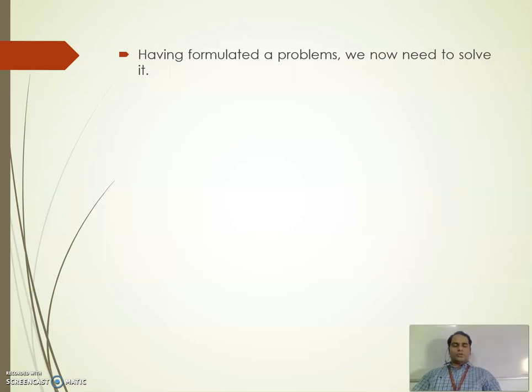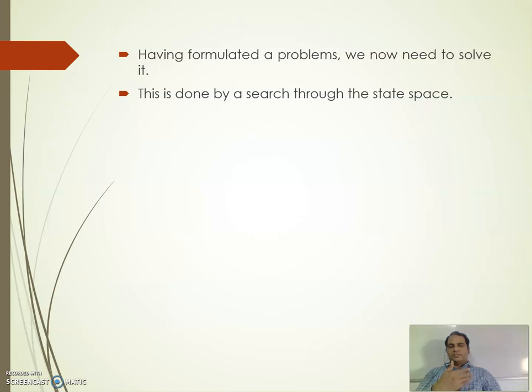So we need to solve it. Once the problem is formulated, we need to identify the set of actions in a sequence that need to be performed so as to reach the goal state. Obviously, to identify the sequence, we may have multiple mechanisms. So we need to think about searching for the solution. This is done by a search through the state space.